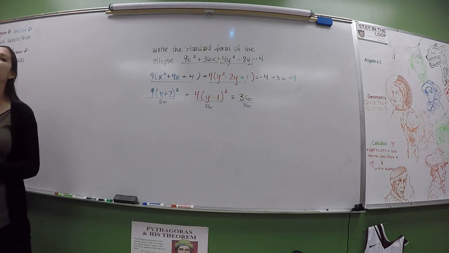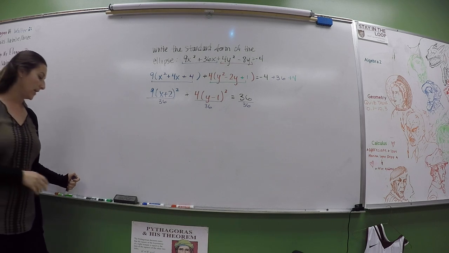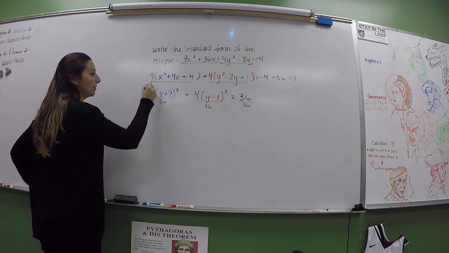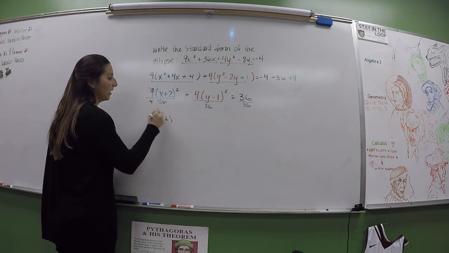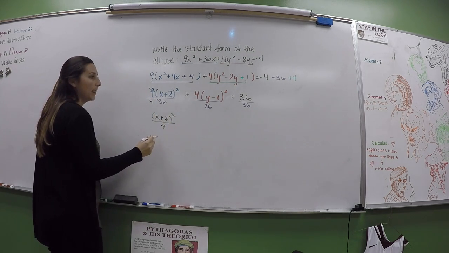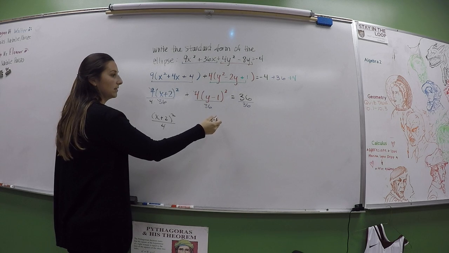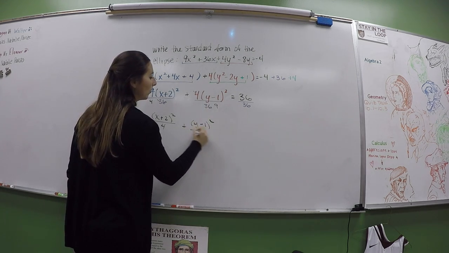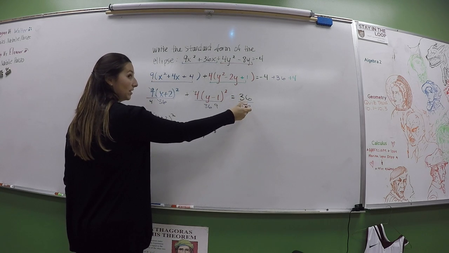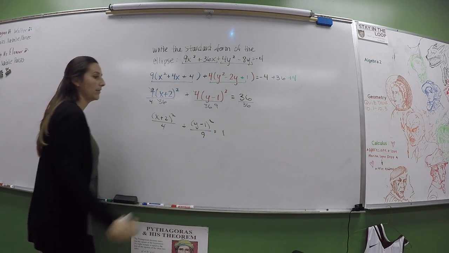And then I'm going to simplify. So if I simplify, how many times does 9 go into 36? 4. So I get x plus 2 squared over 4. How many times does 4 go into 36? 9. So I have y minus 1 squared over 9. How many times does 36 go into 36? There we go. That's the point.